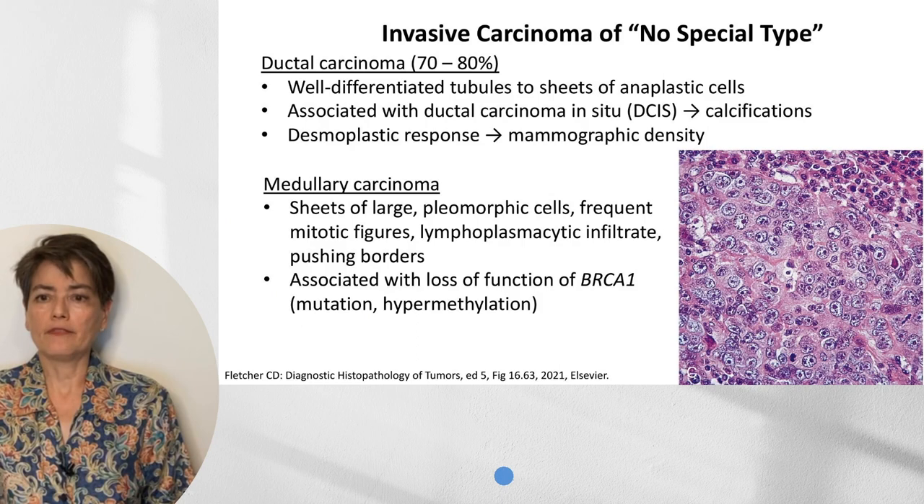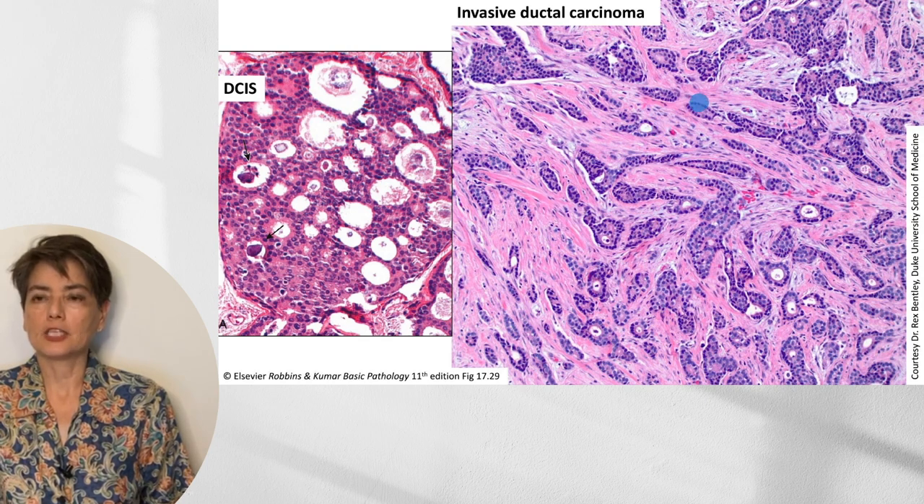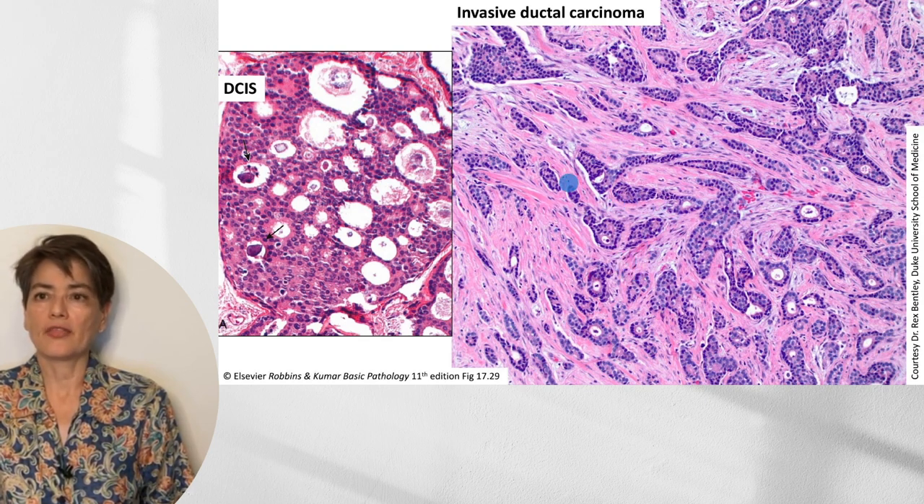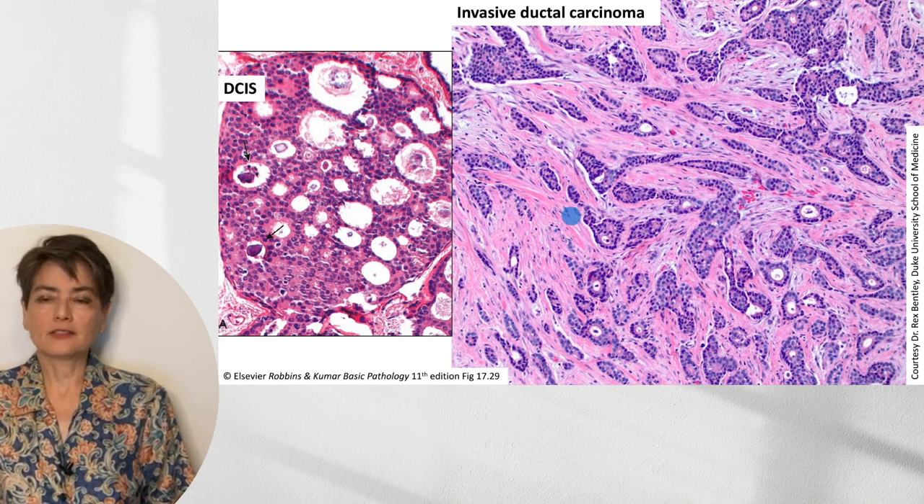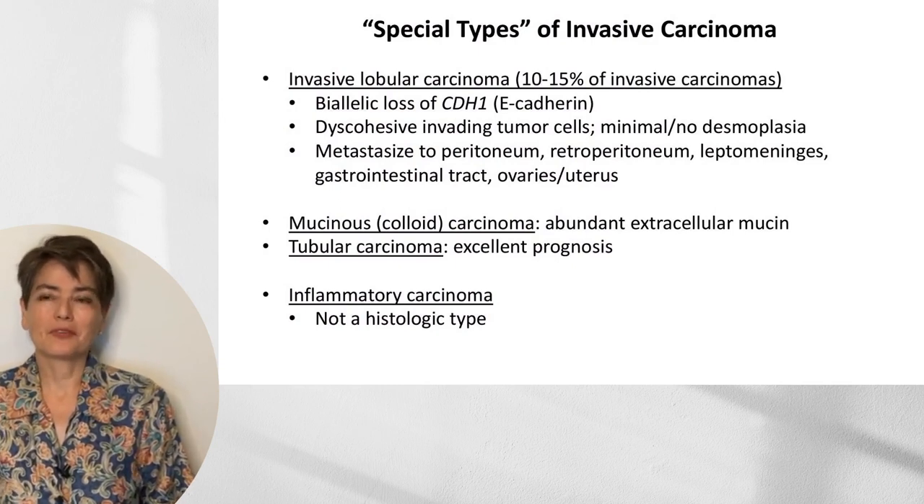Let's return back to our invasive ductal carcinoma. Here again is the DCIS that we looked at earlier, where we have our calcifications. Now this is what happens. We've broken through that basement membrane, and you can see this dense fibrosis. This is this desmoplastic reaction to these invasive tubules. And if we did special stains, we would see there are no myoepithelial cells. These are simply those luminal cells that are invading. As a pearl, tumors that have these well-differentiated tubules tend to be ER positive as well as PR positive. Okay, so now let's talk about our special types of invasive carcinoma.